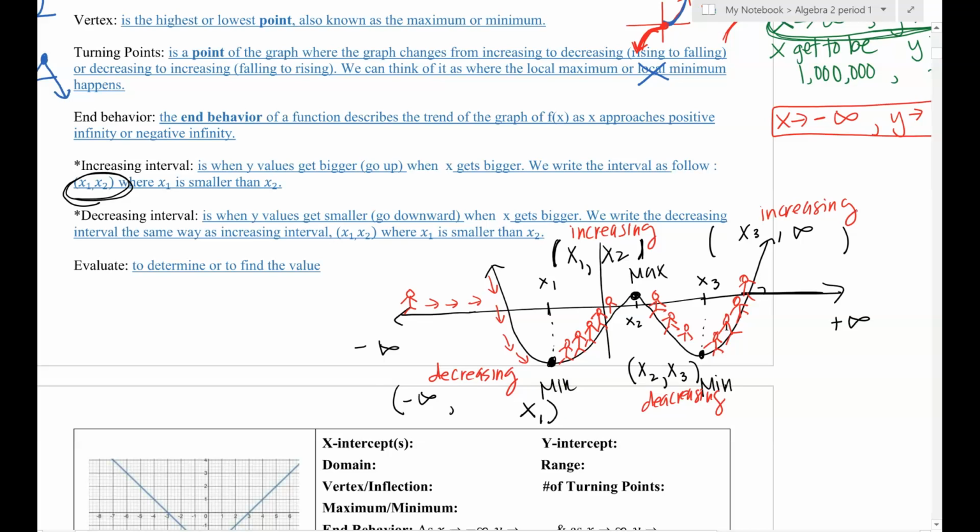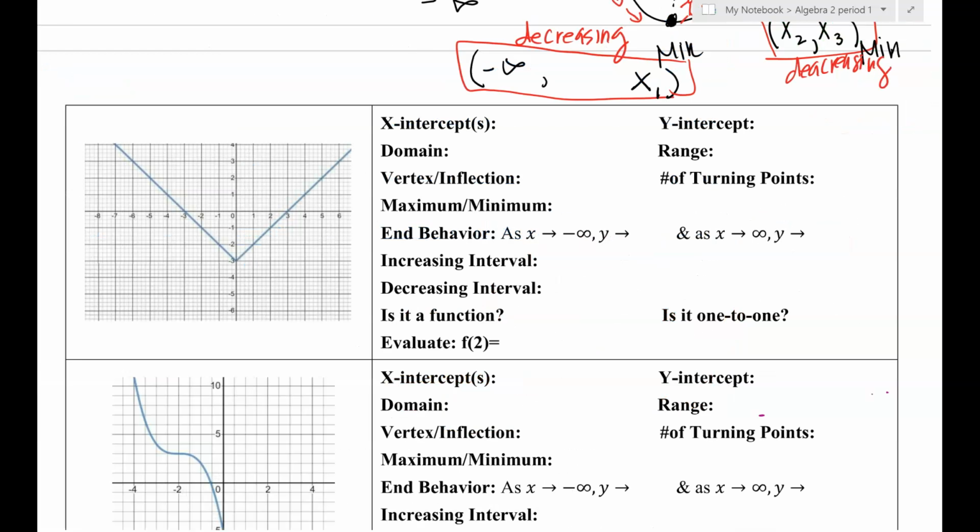And we only write the interval using x's, okay? We only write the interval using x's. And we always write the smaller x in front of the bigger x. That takes care of both the increase and decrease. Now you will see the word evaluate a lot. To evaluate, we just have to determine or find the value that we're asking for. So now that we have all of our vocabulary defined, let's put it into practice.